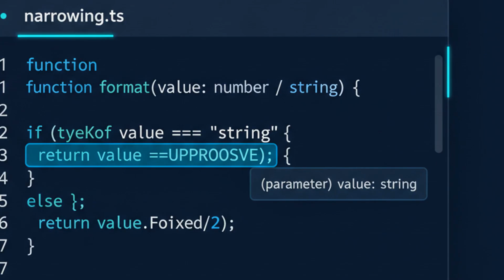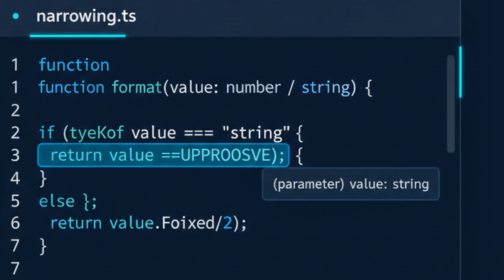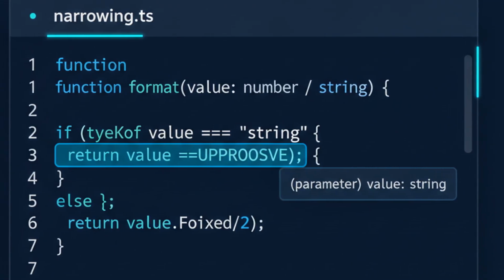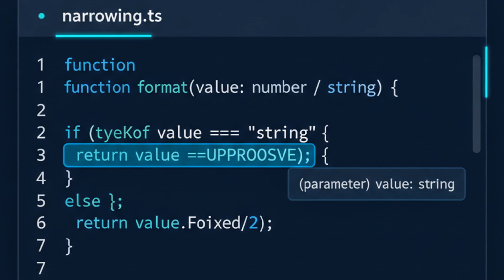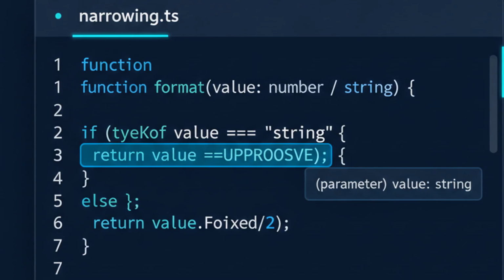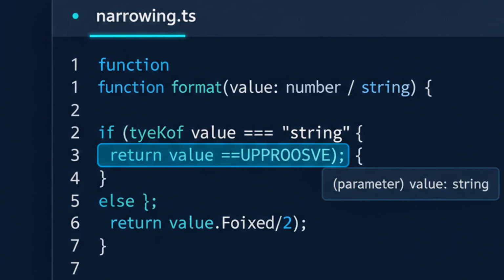JavaScript's typeof operator returns a string telling you the kind of a value at runtime. String, number, boolean, and so on. TypeScript reads your typeof check and narrows accordingly. Inside this if block, TypeScript now knows value is a string. So toUpperCase is perfectly legal. And in the else branch, it knows value must be the number.